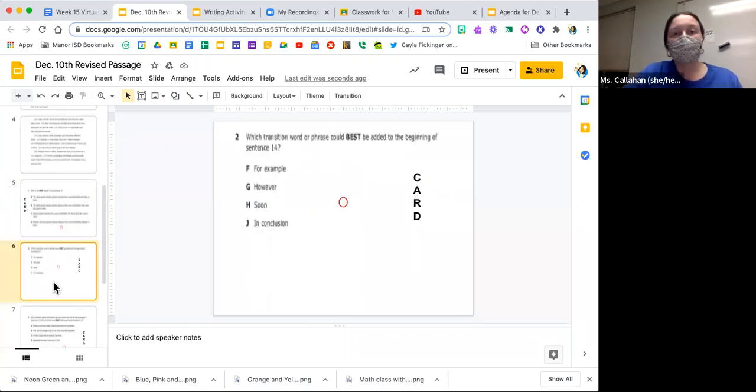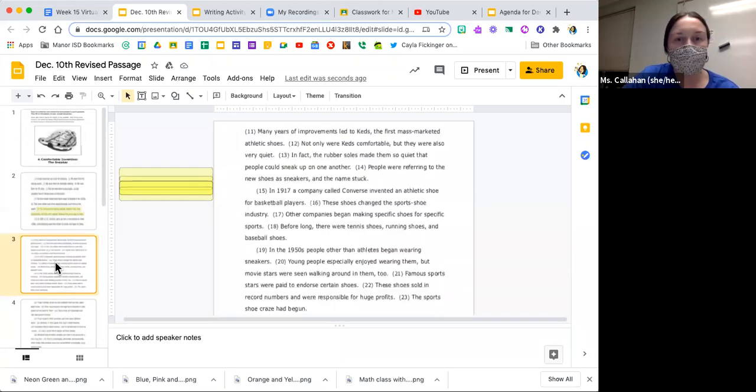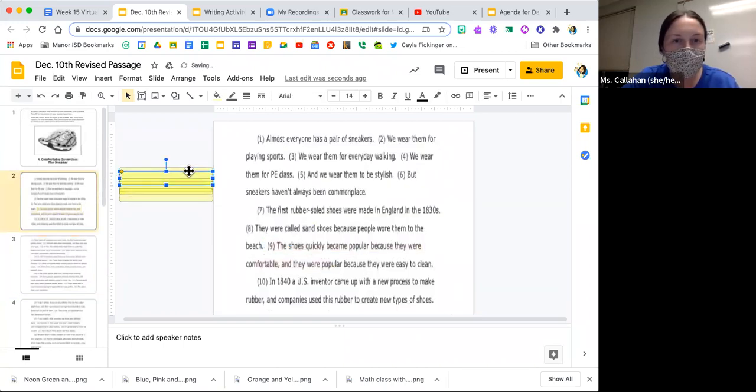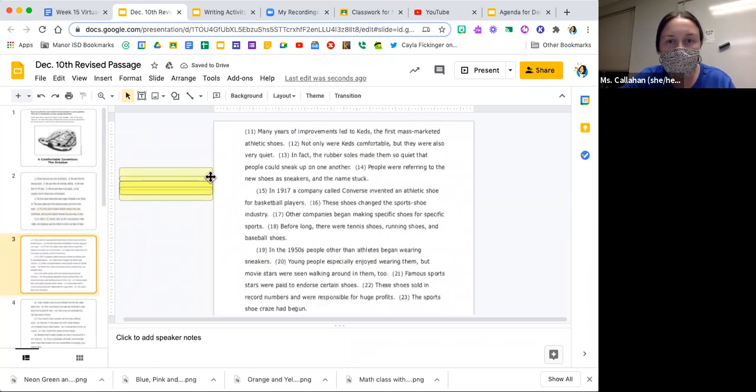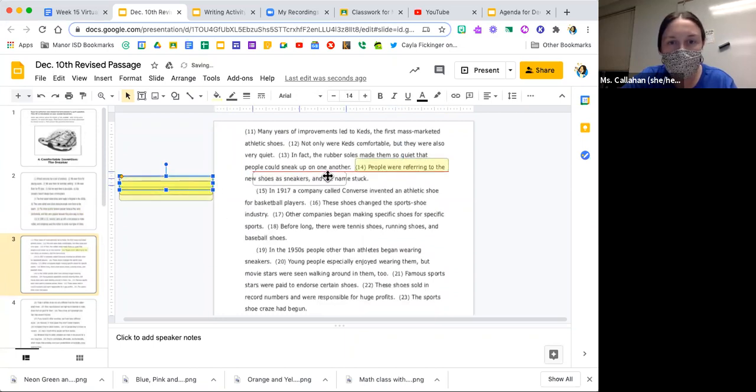Okay, number 2, which transition word or phrase can be added to the beginning of sentence 14? So I'm going to go up, locate sentence 14, and you will need to do this as well, okay? I'm going to delete those highlights because you guys got to do this. 14, go highlight sentence 14. I'm going to reread it. People were referring to the new shoes as sneakers and the name stuck.